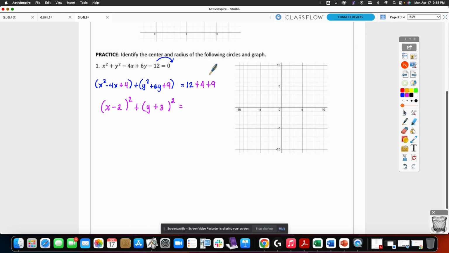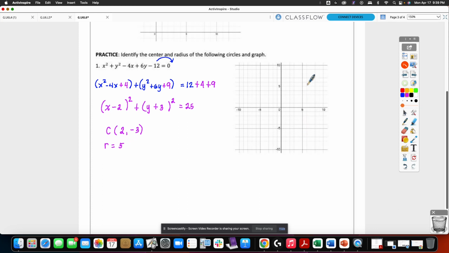And then the other side, the constants we have to add. So 12 plus 4 plus 9 is equal to 25. So we now have the equation of the circle in center-radius form. So from here, we know that the center is what? Positive 2, negative 3. Sign switches. And the radius is equal to the square root of 25. Square root of 25 is equal to 5.